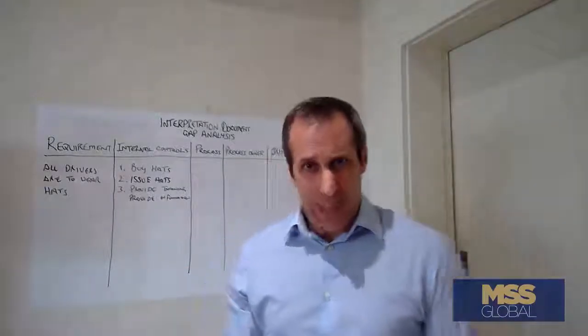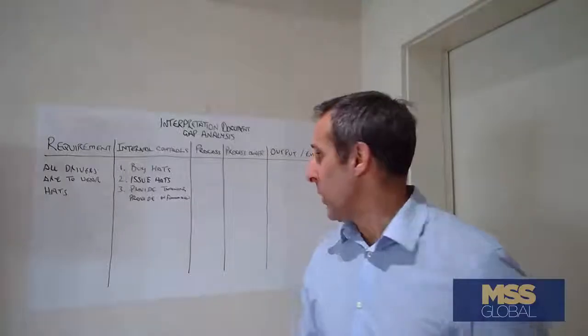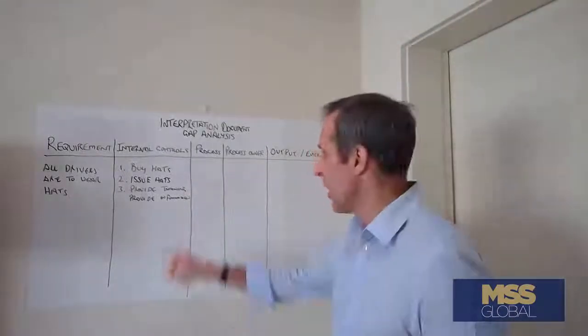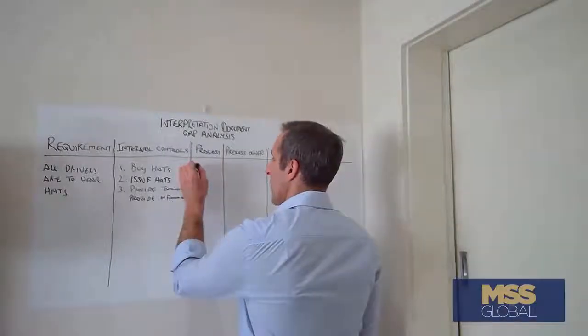But that is a control. That's how we achieve our customers' requirements. We can associate processes with these internal controls. Buying hats. Well, we know we've got a purchase process.